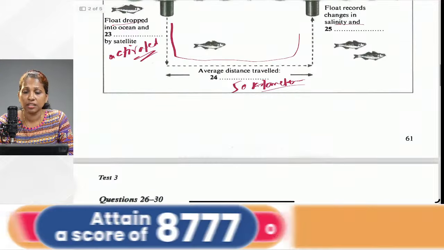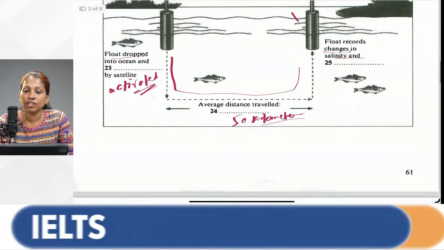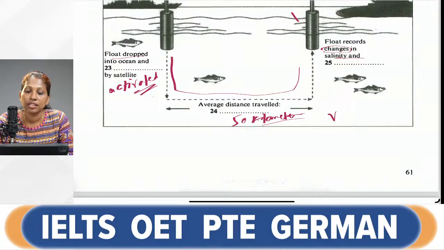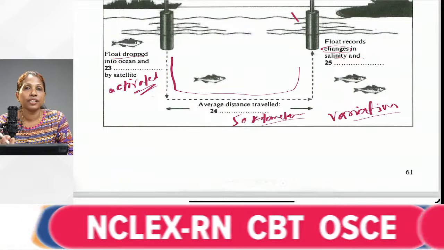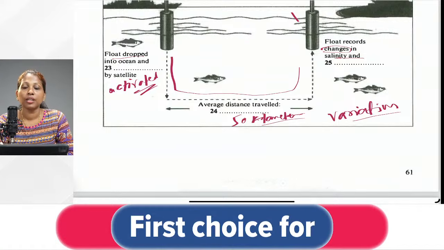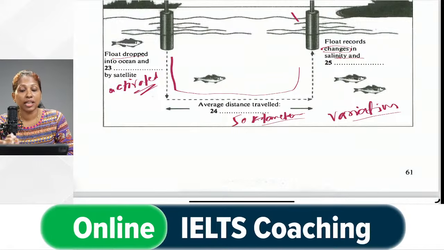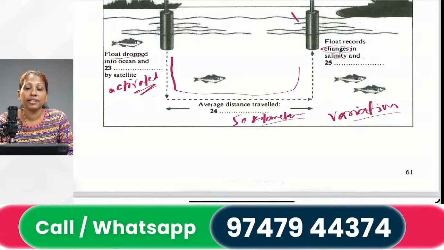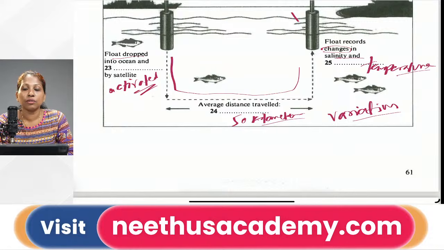So your label says float records, because as the word always changes. Now variations is a synonym for changes. Variation means keeps on changing. Okay, so already the changes word is given. So float records changes in salinity, and the next one they are telling is temperature. So the answer for this blank is temperature. Okay, so 25 answer is temperature, which will be the correct word.